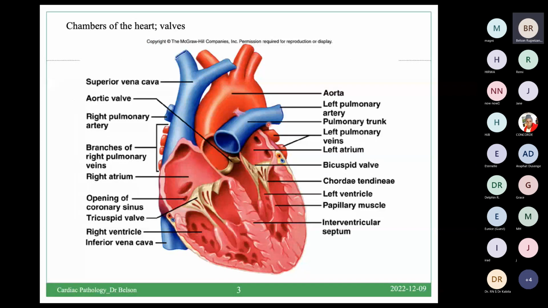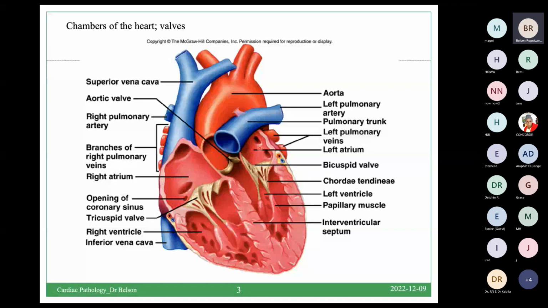So we start with the heart. As you know, the heart has chambers, 4 chambers basically. So we have a left ventricle, right ventricle, and then we have atrium, the right one, and the left atrium.